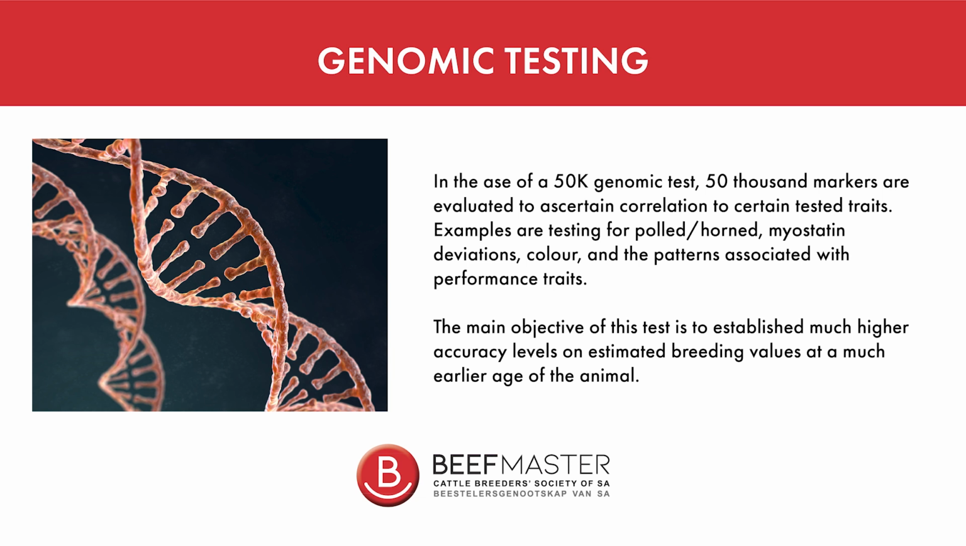The accuracy of the analysis of the animal can be increased much earlier in the life of the animal. Many other single gene traits can be identified with this test. Examples of these are polledness, color, and myostatin deviations. Stud breeders will mostly be testing their herd sires in the near future.